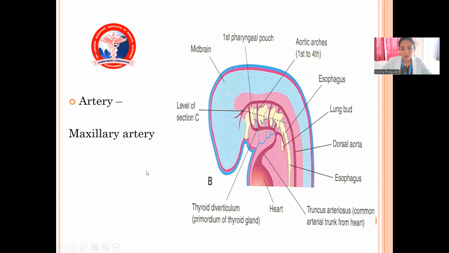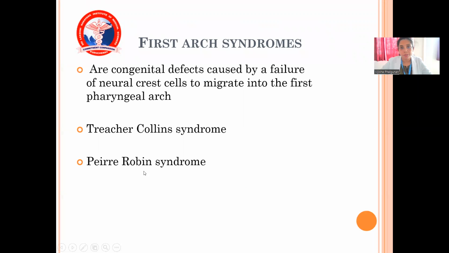Artery: the maxillary artery is the artery of the first arch. You have a few first arch syndromes associated with it.